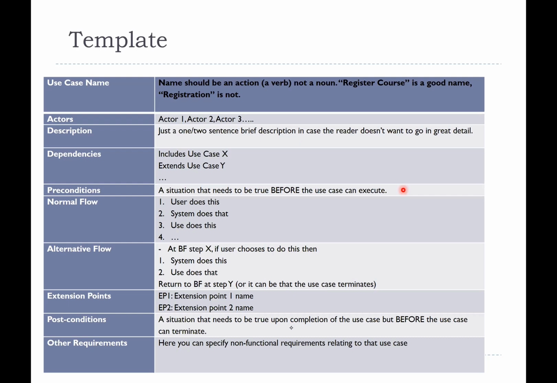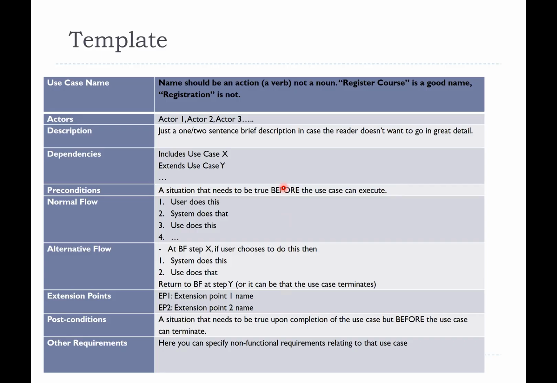Preconditions and post conditions, I'm going to describe that in a moment, but here we got the normal flow, basic flow, alternative flow, same thing. Then you got the extension points. Preconditions: this is a state of the system that needs to be true in order to go ahead and execute that use case. This tends to trip students a little bit, okay?